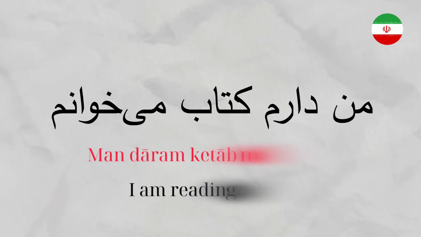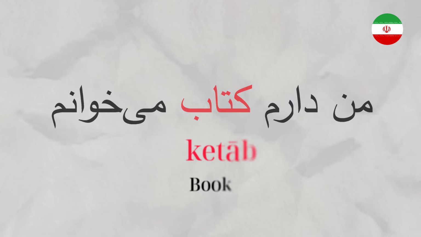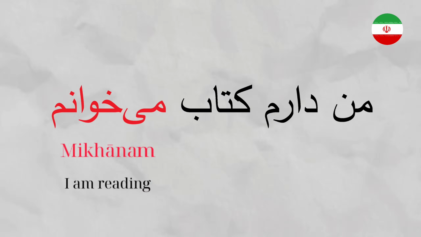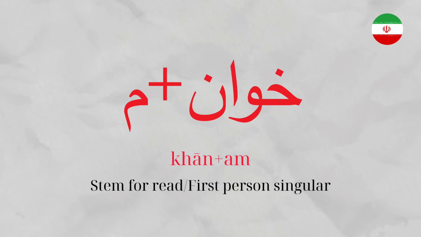Persian verbs are conjugated by adding prefixes and suffixes to the verb stem. For example, man daram kitab mikhunam. Man, I. Daram, auxiliary verb used to form the continuous tense. Kitab, book. Mikhunam, I am reading. Mi is the present continuous. Khun is the stem for read, and am is for the first person singular.